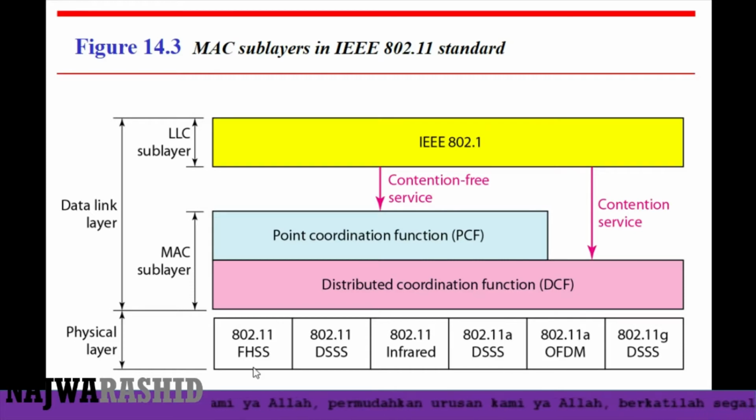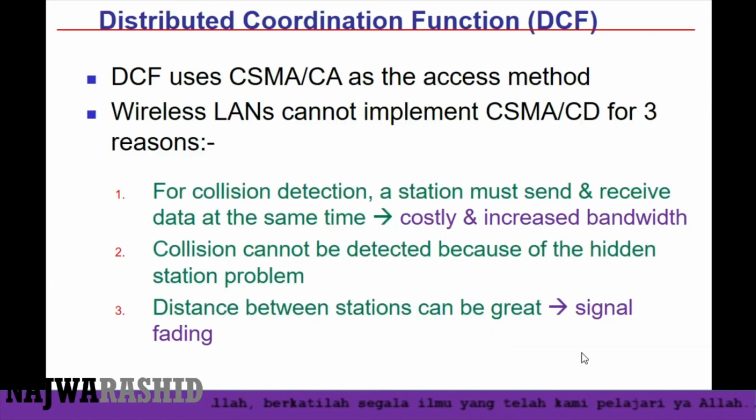G refers to the Bluetooth. Under the DCF, distributed coordination function, this one uses CSMA/CA, collision avoidance, as the access method. Carrier sense multiple access, if you still remember that part.